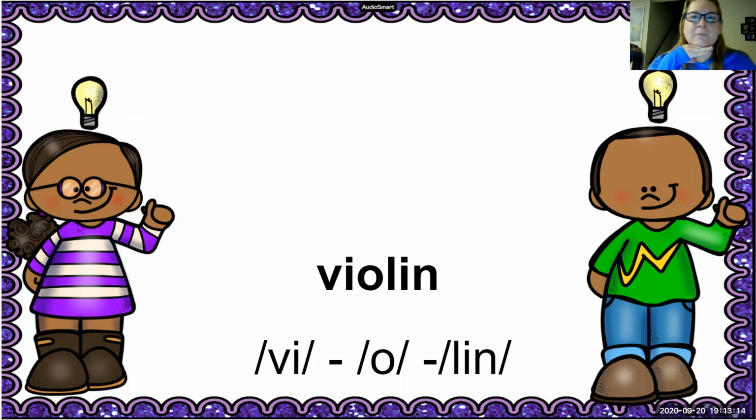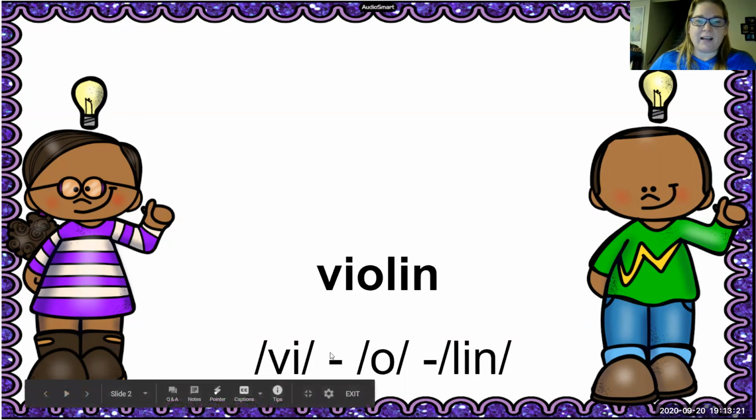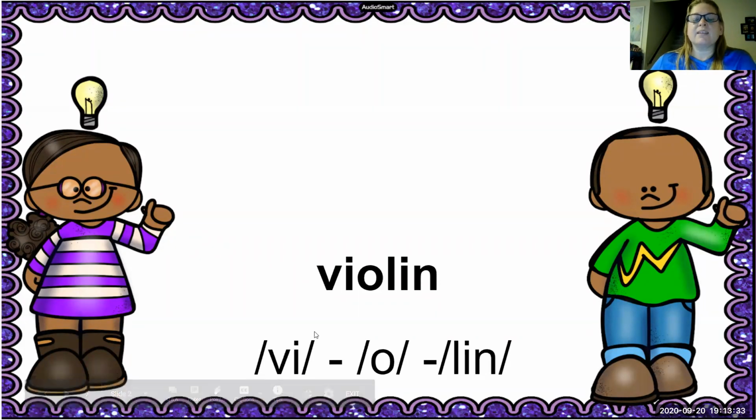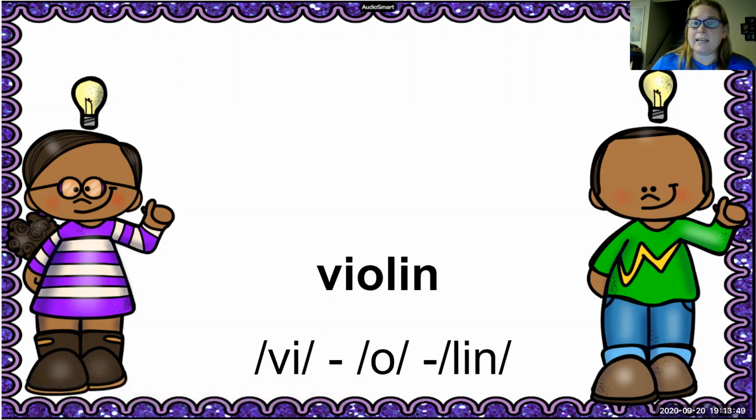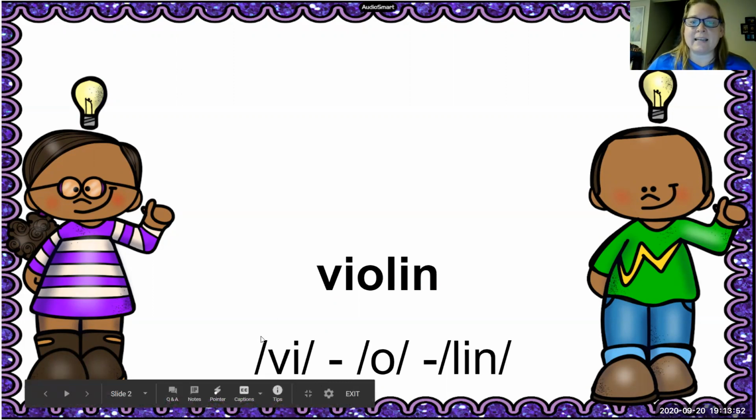Let's do it together. Violin. How many syllables is that? There's 3. And if you look on the screen, you can see the syllables are broken apart. Vi-o-lin. Good. What is the vowel sound in this first syllable, the syllable that says vi? It is a long I sound. What's the vowel sound in the last syllable? It is lin. What vowel sound do you hear? I hear a short I. So in the first syllable, we had a long I sound, and in the last syllable, we had the short I sound. Good job.